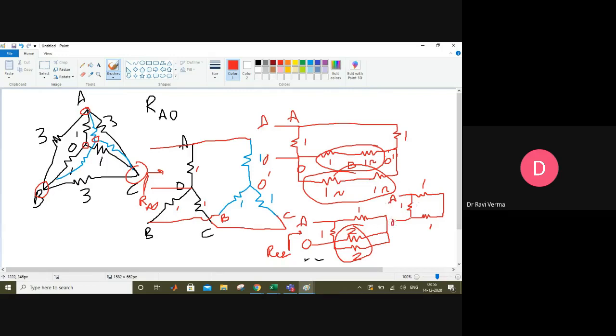So now this 1 ohm and this 1 ohm are in what? Series. So 1 ohm in series with 1 ohm, what will be the equivalent? 2. So this is 1 ohm. This is 2 ohm. 2 by 3. This is RAO. So what is the answer? 2 by 3.